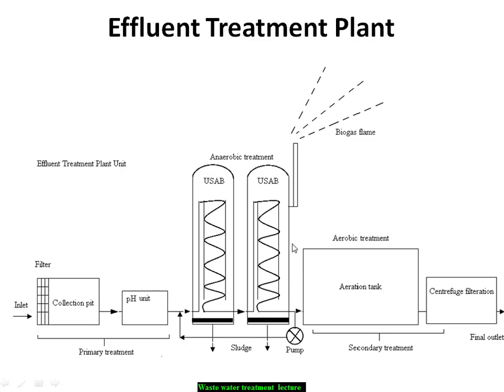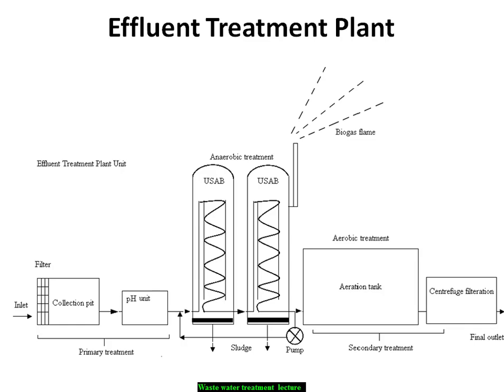After that, this effluent is sent into the USAB chamber. This USAB chamber is an anaerobic treatment plant where we use some anaerobic bacteria. These bacteria decompose all the dead and decayed matter available in this effluent. Why do we use this anaerobic treatment in the first phase? Because this effluent has very poor dissolved oxygen, or the dissolved oxygen is completely absent in this unit. These anaerobic bacteria have a very special quality: in the absence of oxygen, they decompose all dead and decayed matter present in this effluent.